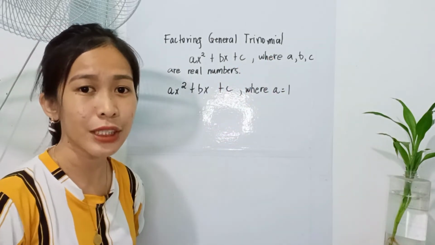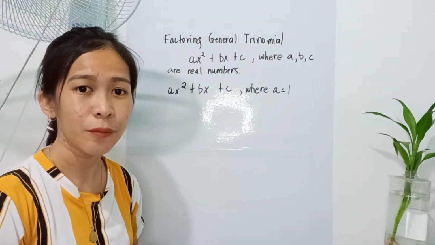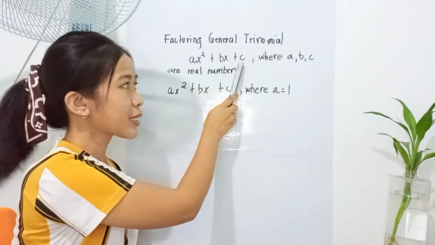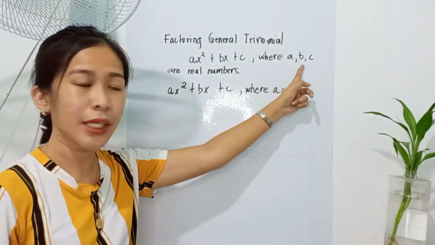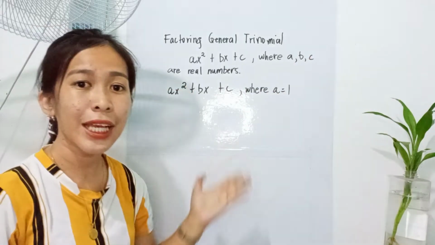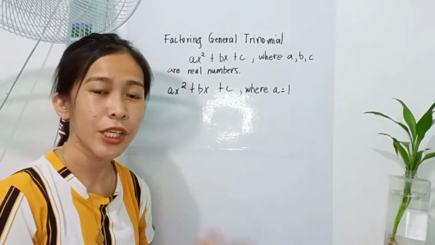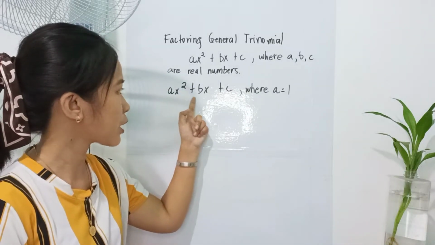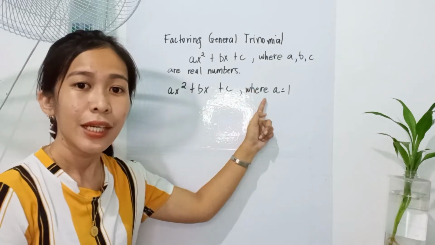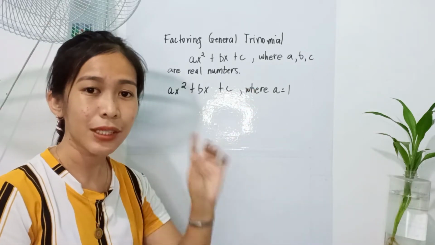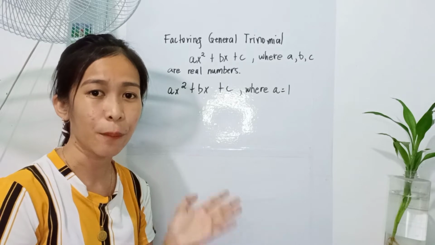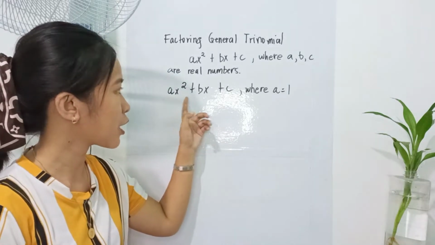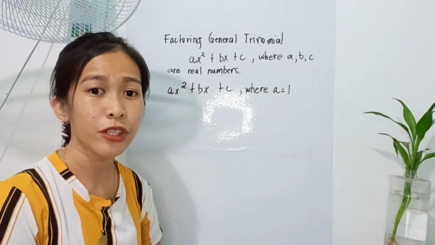And when we say general trinomial, it is a trinomial of the form ax squared plus bx plus c, where a, b, and c are real numbers. And then, in this video, we're gonna focus on factoring general trinomial, ax squared plus bx plus c, where a is equal to 1. Dapat a is equal to 1 yung nakafocus natin dito. Pero, meron din akong gagawin tutorial all about factoring general trinomial where a is greater than 1.